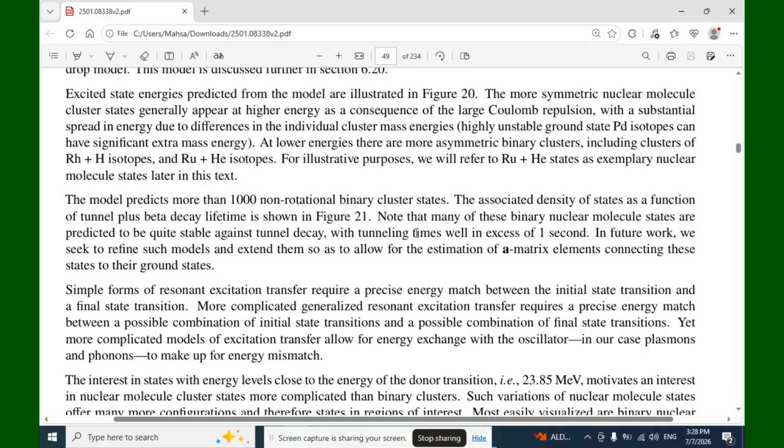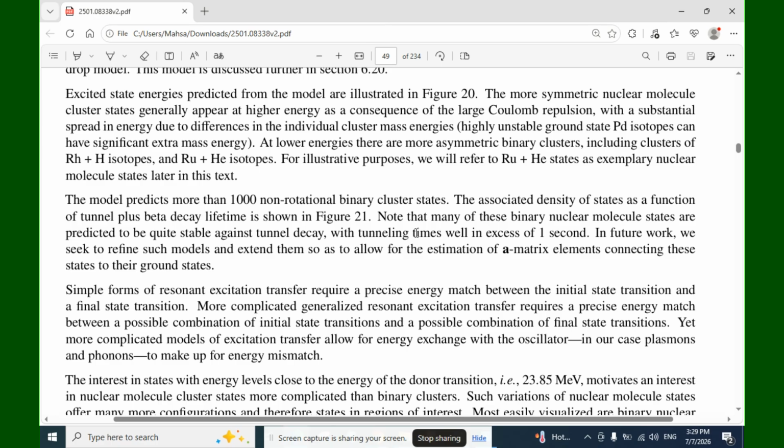The more symmetric nuclear molecule cluster states generally appear at higher energy as a consequence of large Coulomb repulsion, with substantial spread in energy due to the differences in the individual cluster mass energies. Highly unstable ground state palladium isotopes can have significant extra mass energy at lower energies that are more asymmetric. Binary clusters, including clusters of Rh and hydrogen isotopes and Ru plus helium isotopes, are shown for illustrative purposes. We will refer to Ru plus helium states as exemplary nuclear molecule states.